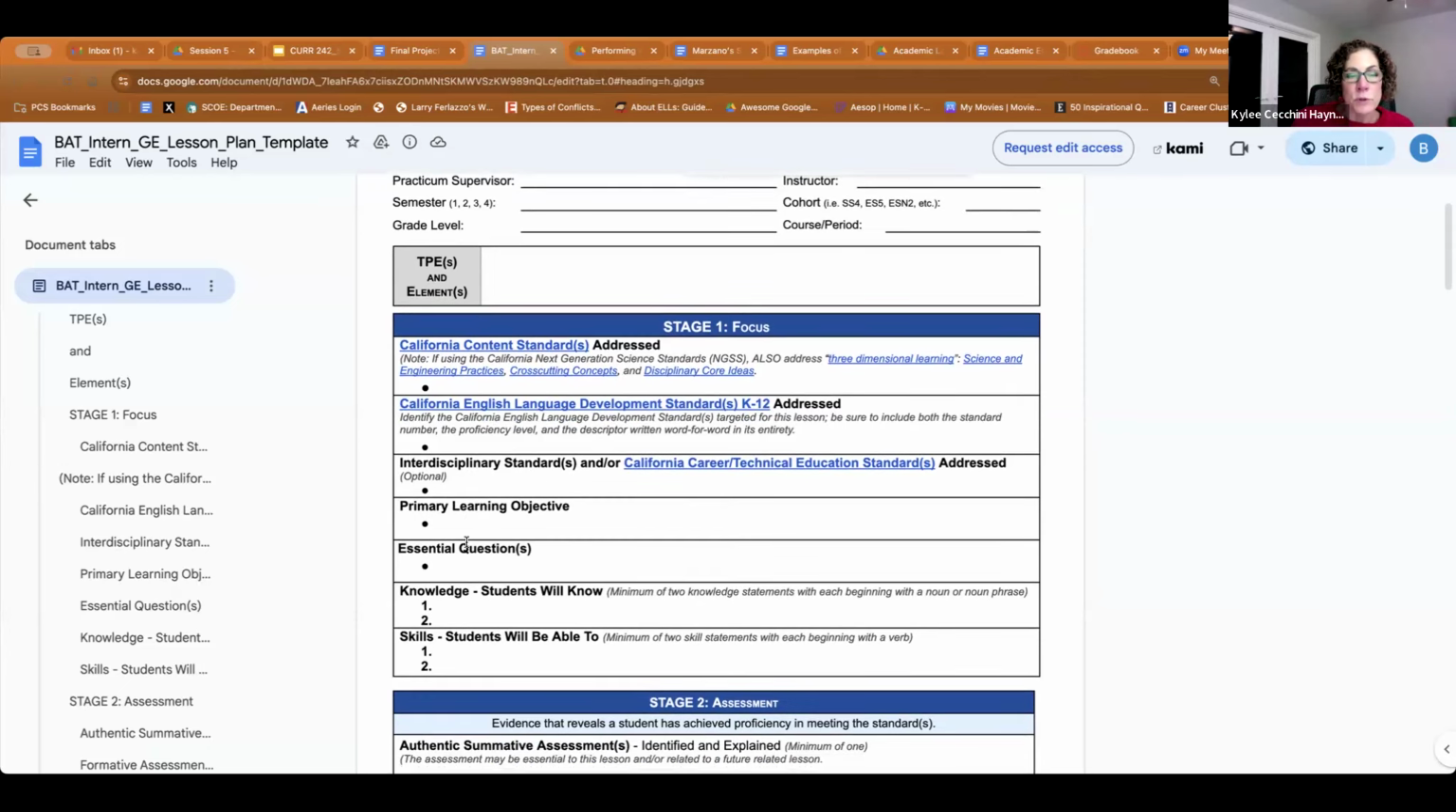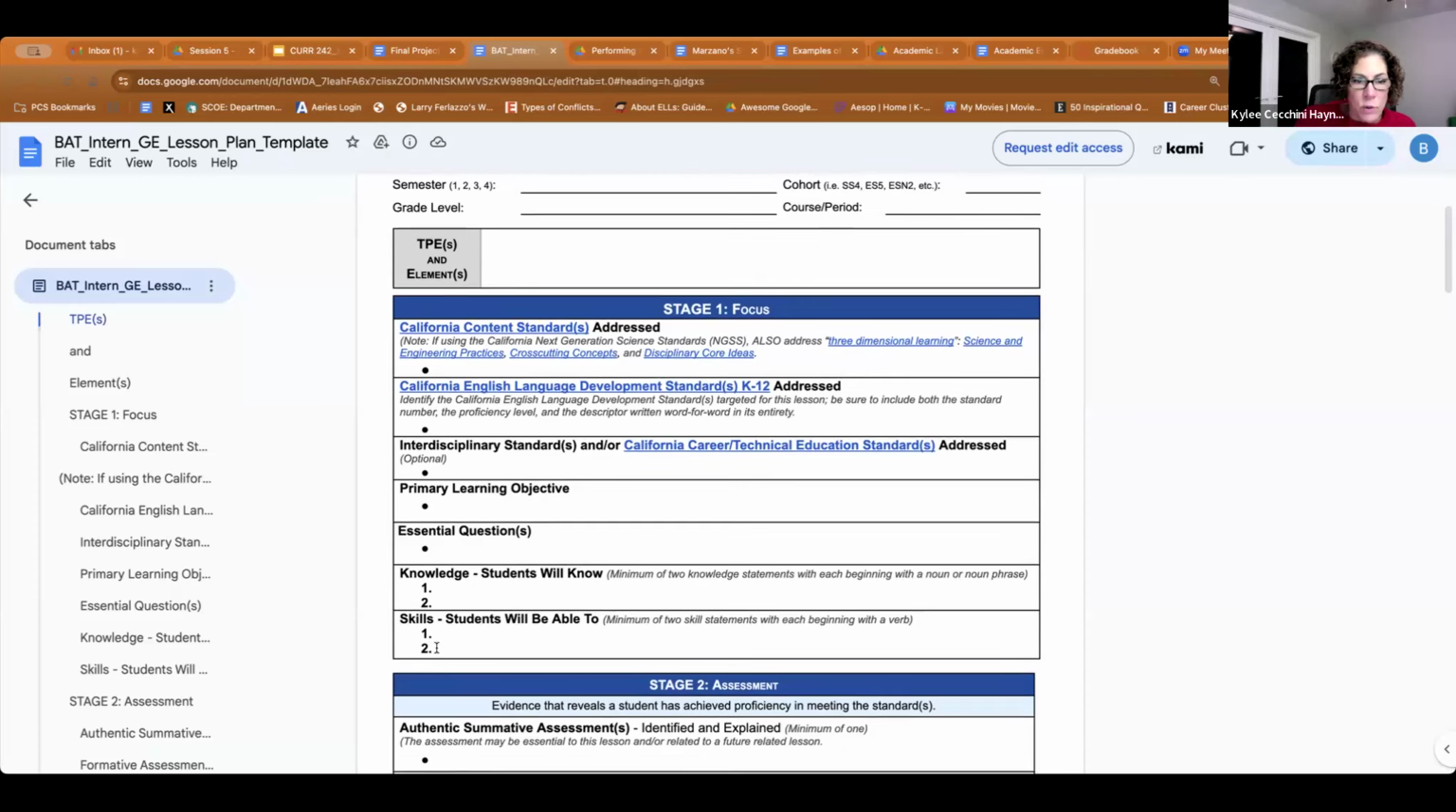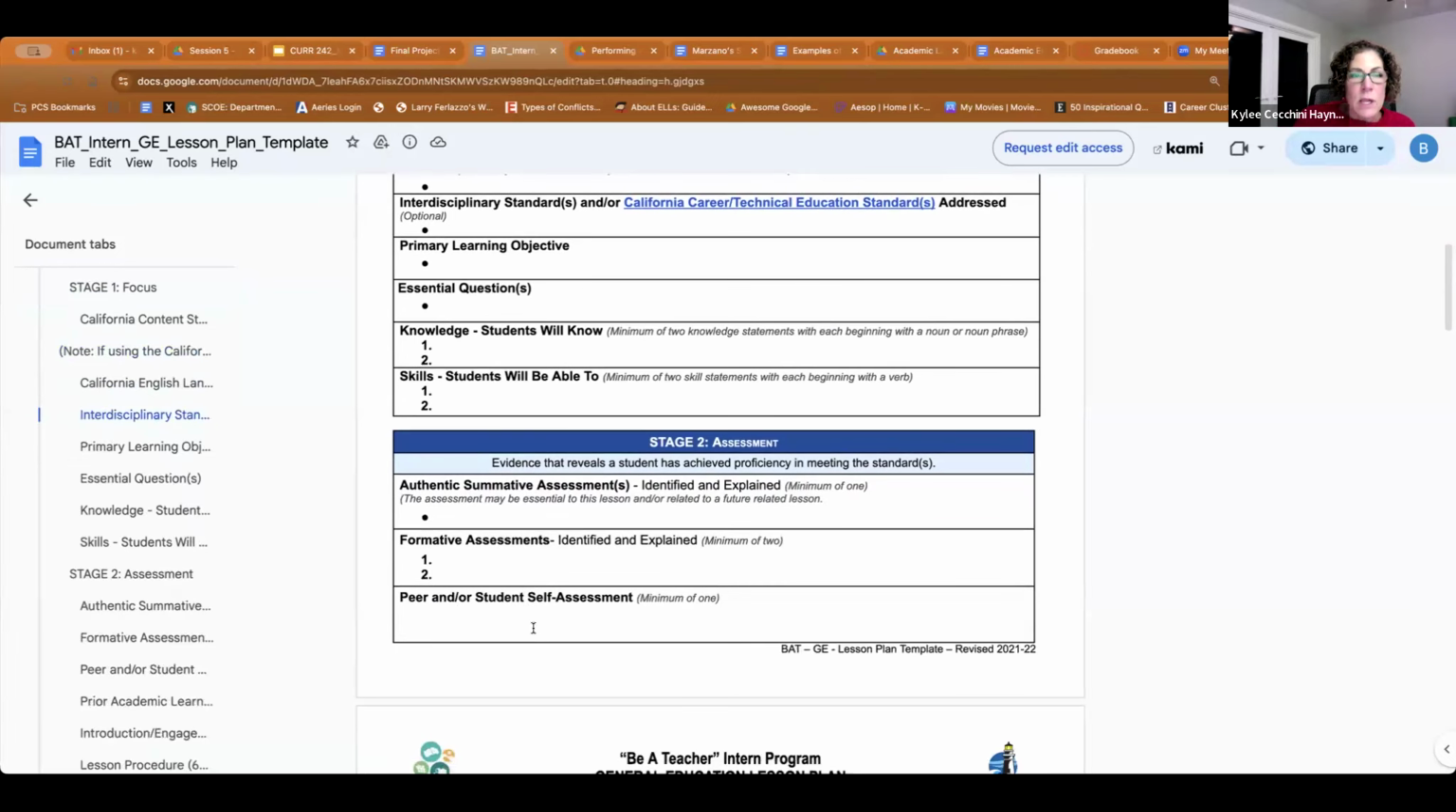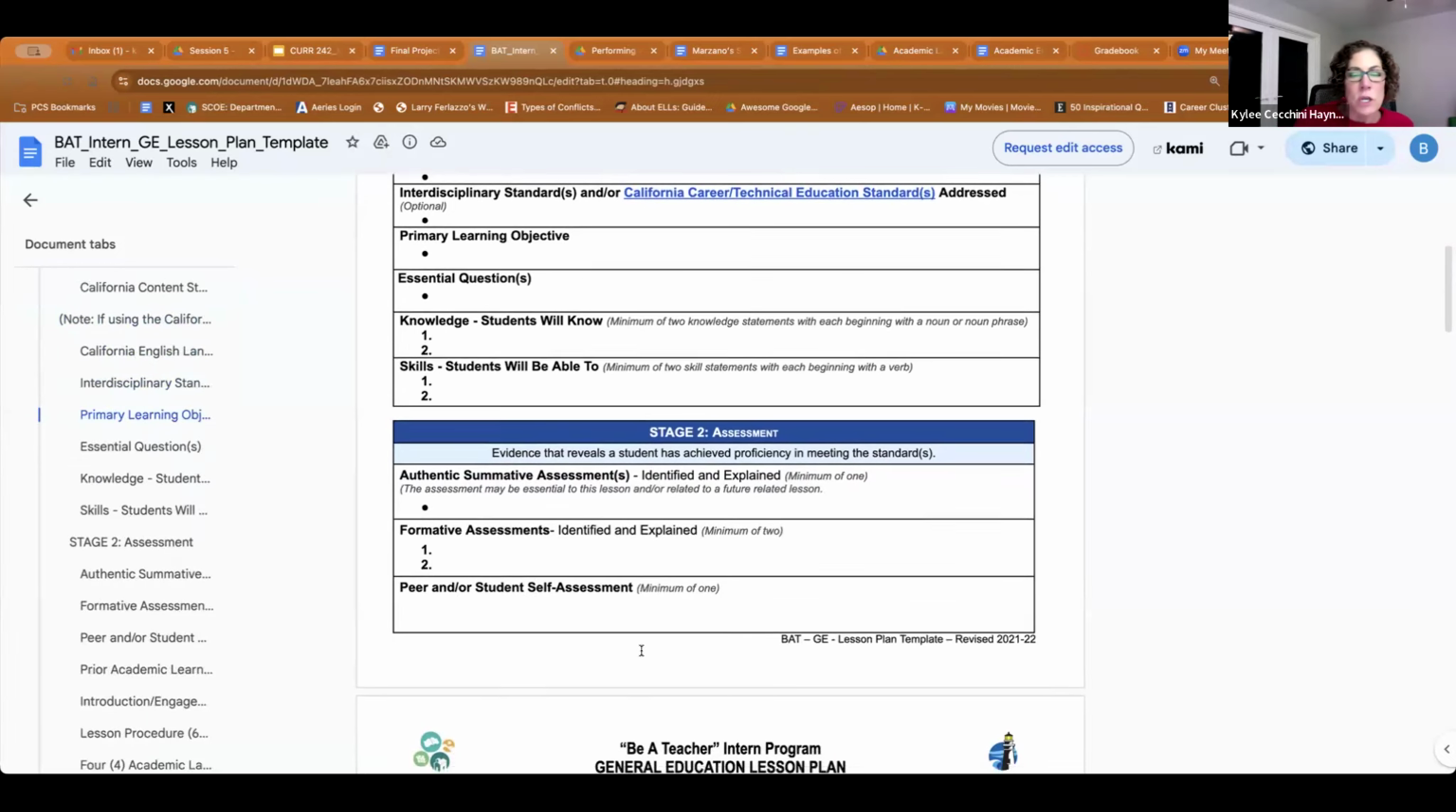Here you have your primary learning objective. This is what you want students to basically know and be able to do. Here's your essential question related to that. And then here's where you're really being clear: students will know, students will be able to. You're filling in 2 of these know, and 2 of these will be able to. And then you do the assessment section.